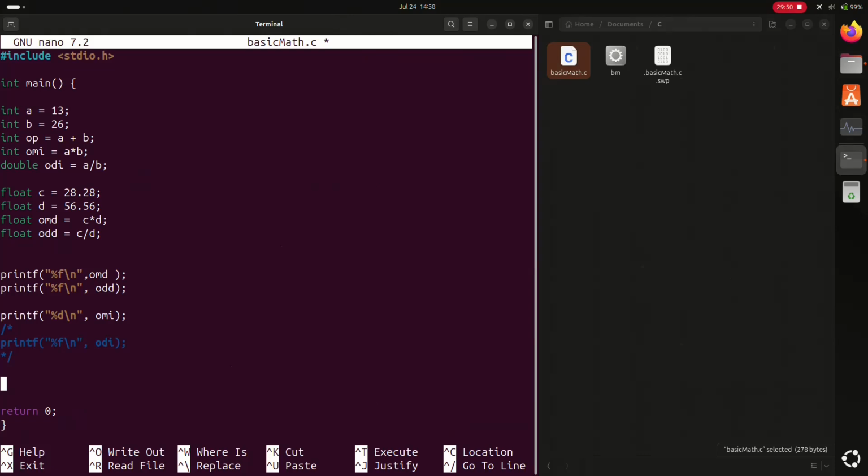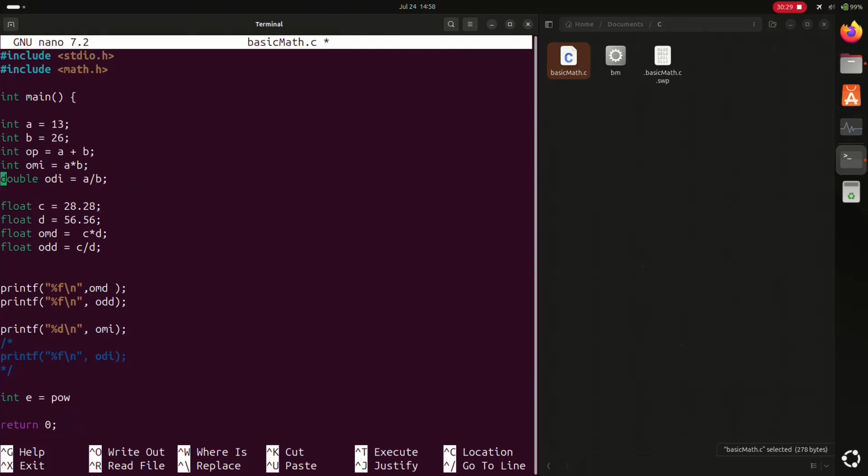Now we are going to learn power. That means 2 to the power 2 is 4, 2 cubed is 8, 2 to the power 4 is 16, and so on. So how to do this? We have to make an integer variable, int e equal to, and we have to write a function pow. To use this function we have to go to the top and write #include <math.h>. Done.